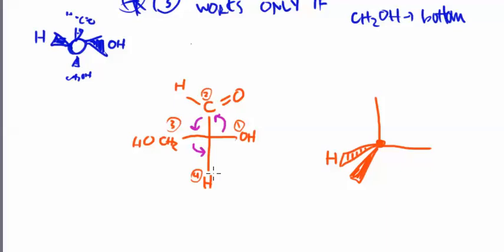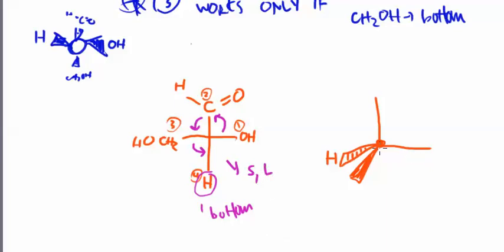However, this only works if your lowest priority group is down at the bottom. This is where hydrogen is at the bottom instead of my CH2OH group. Hydrogen's at the bottom, it's got the lowest group number. And if it's at the bottom, then whatever rotation we see here is directly related. So this would be the S form or the L form.